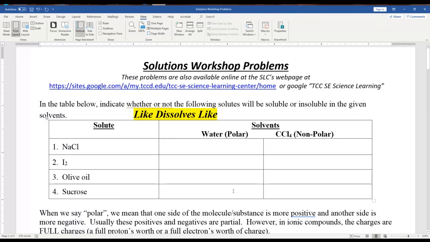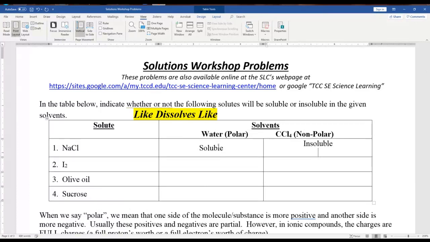Okay, so based on this, yes, this is extremely polar, and therefore, will it be soluble in water or will it be soluble in CCl4? Water, exactly. So this will be soluble in water and insoluble in CCl4.